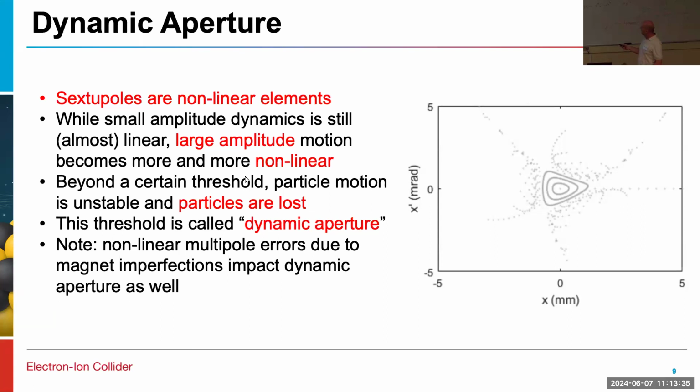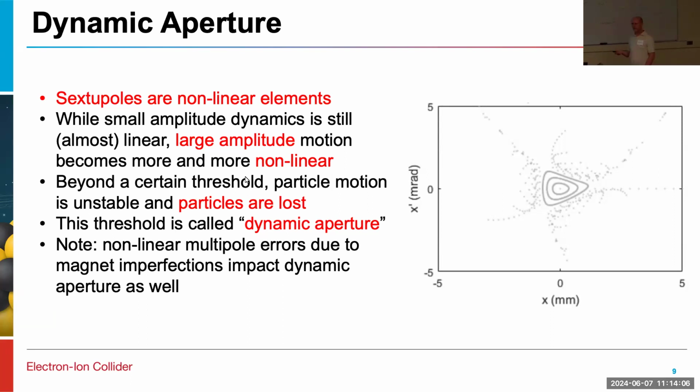And at low amplitudes in this phase space, I get an ellipse, right? This is nice, and then it gets distorted. And depending on my actual setting of my machine, I could get this triangular form here. And at some point, for large particle amplitudes, the motion is no longer stable. I lose those particles. So this outer trajectory, that's what we call dynamic aperture.